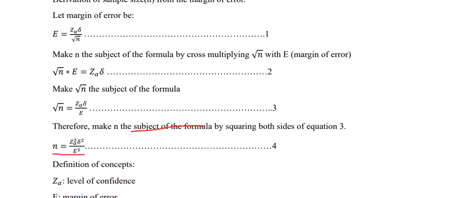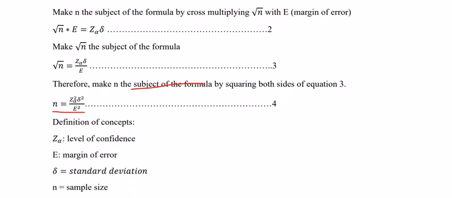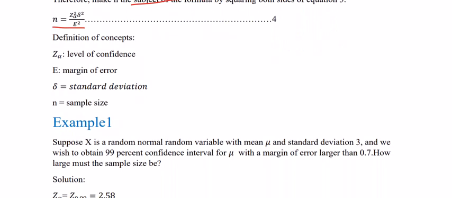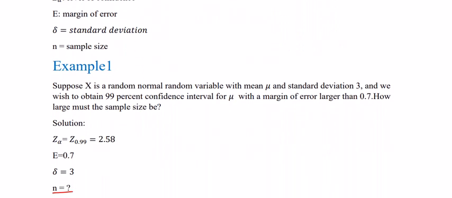Before we go on to the example, we have to define the concepts used in this derivation of sample size. Z alpha stands for level of confidence, E is the margin of error, sigma is the standard deviation, n is the sample size, which we are going to calculate soon in this example 1.